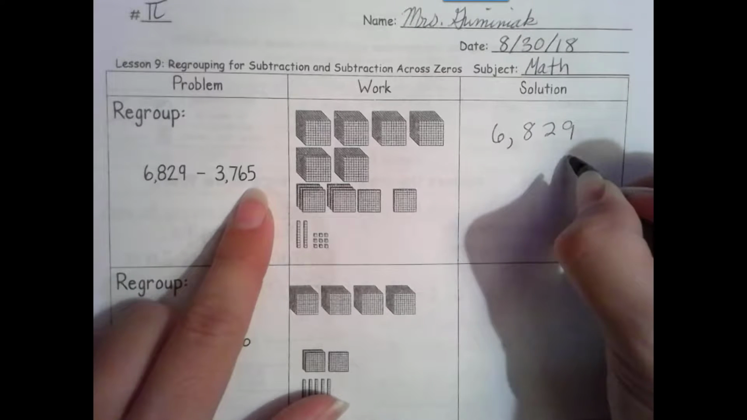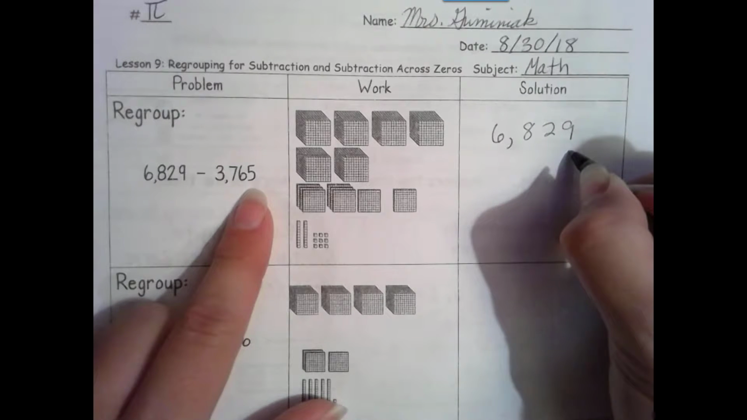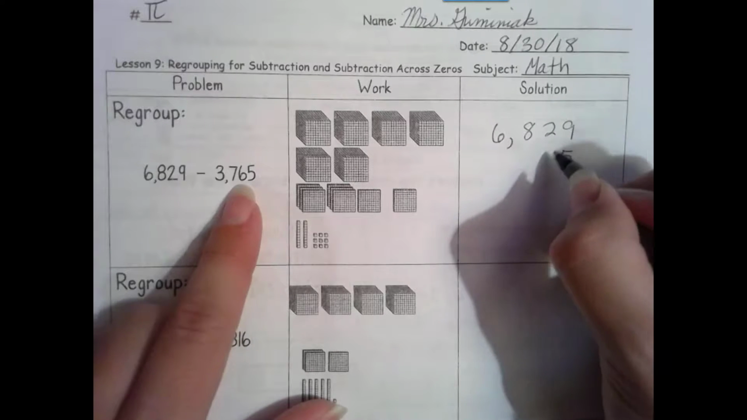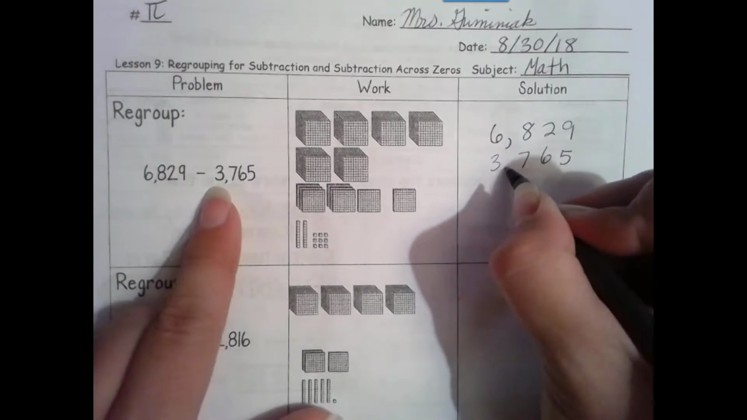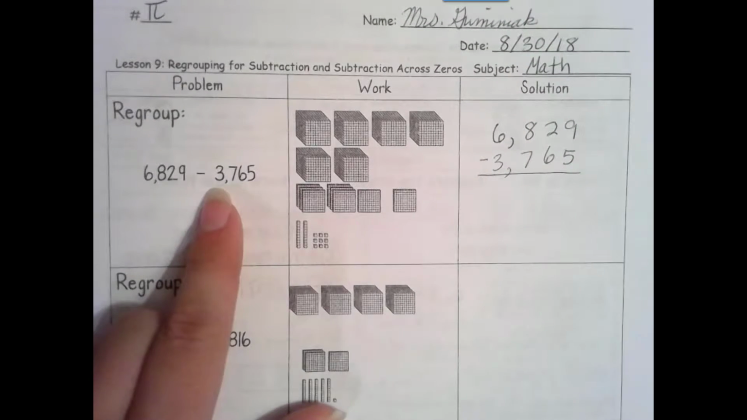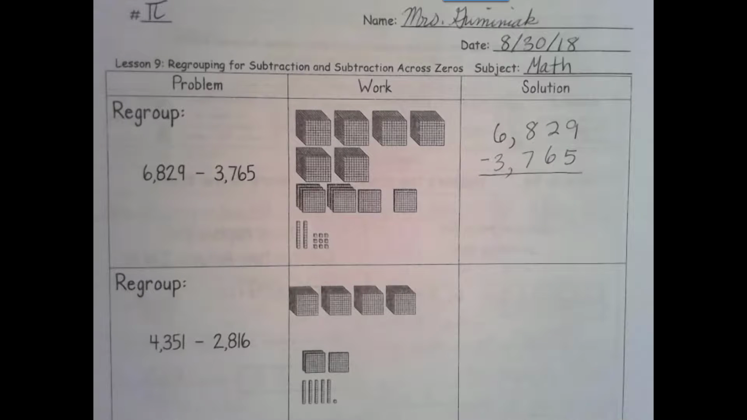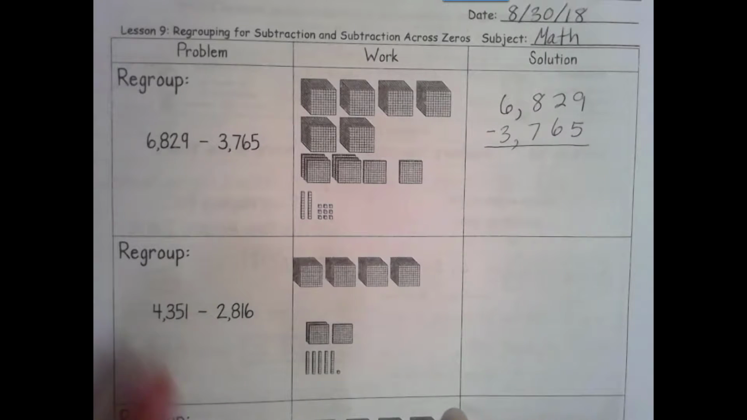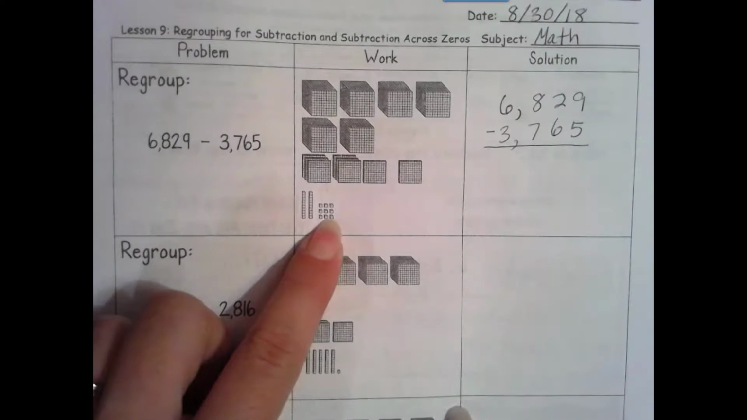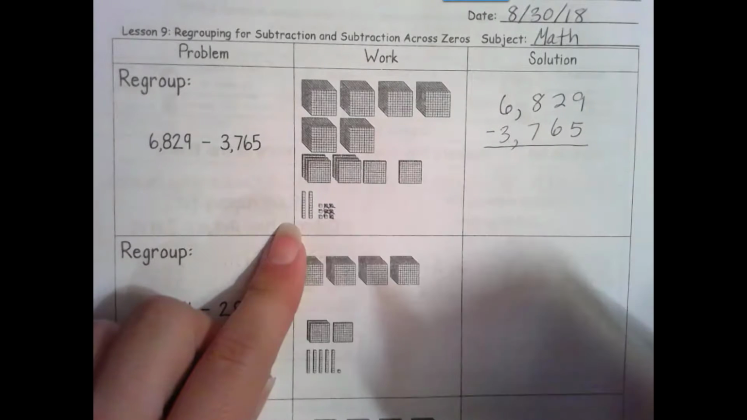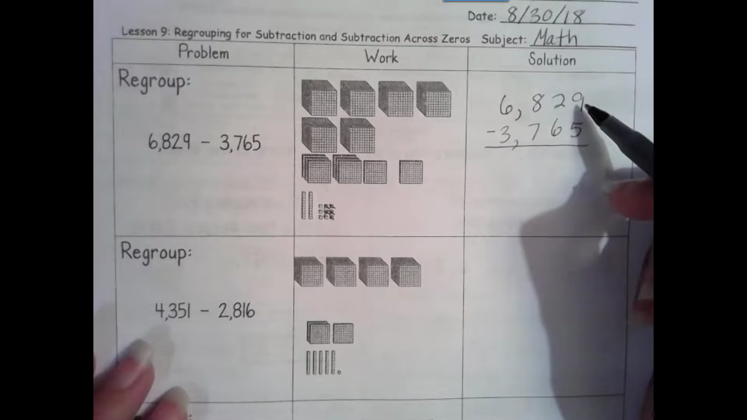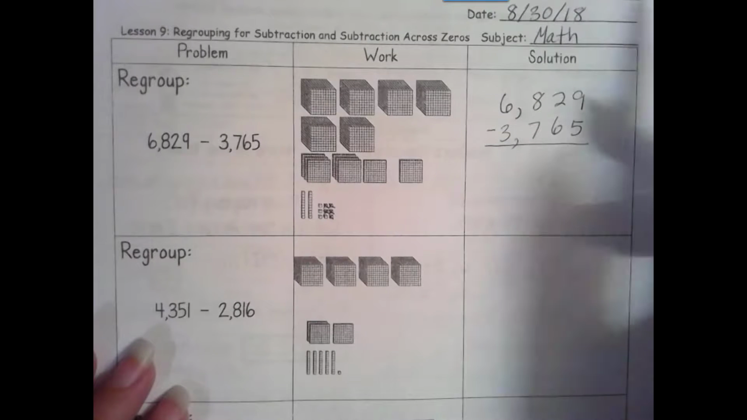Make sure we're lining up. We line up from the ones, then our tens, hundreds, thousands. All right, so here if we're looking, 9 ones. Can we take away 5? 1, 2, 3, 4, 5. Yes, we can. We have more on top. No need to stop. We don't need to regroup.